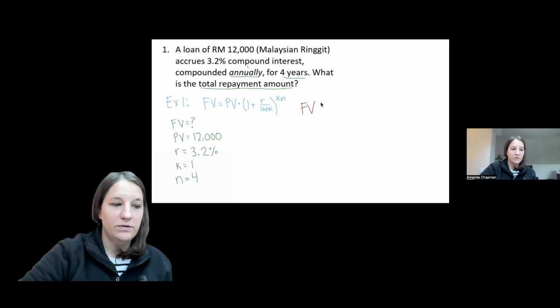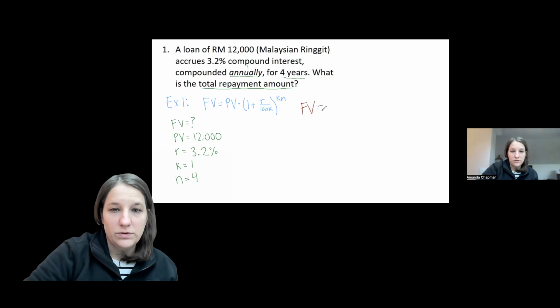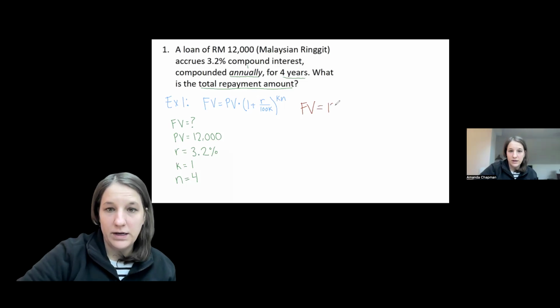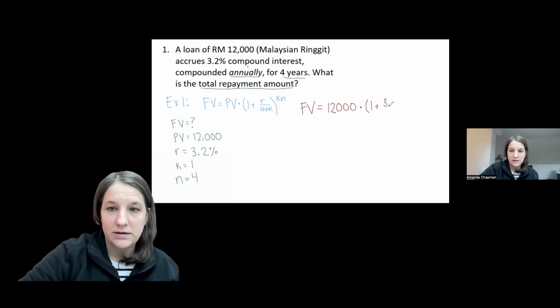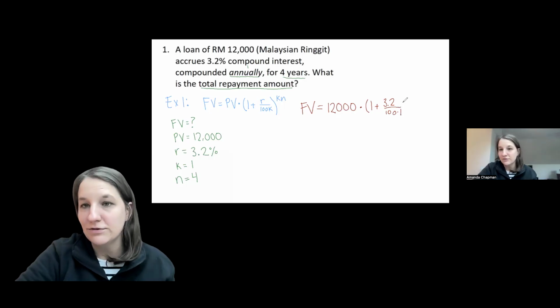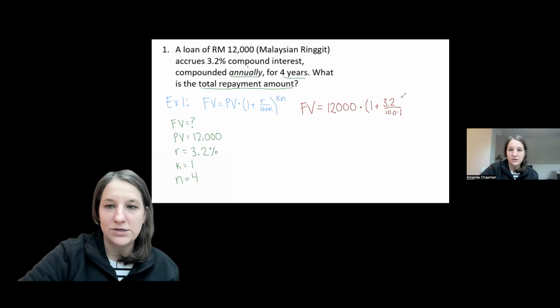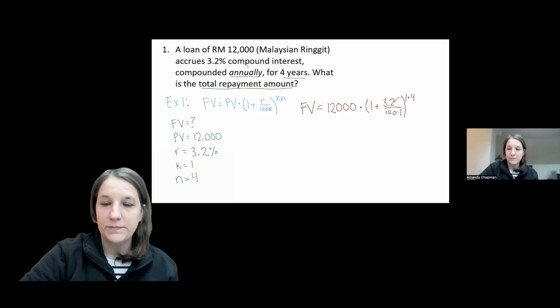The future value is going to be equal to the present value. So I'm going to plug in 12,000 times 1, and you can see I'm just following this formula here. I think you can see my pen, I'm not really sure. Plus the rate, 3.2 over 100 times 1. You don't really have to write times 1, but I'm writing it to be extra. And all of that is to the 1 times 4 power.